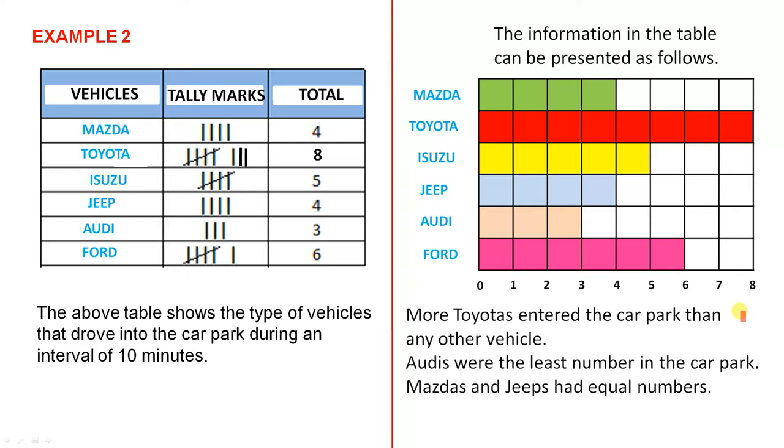So let's look at some information we can glean from this. More Toyotas entered the car park than any other vehicle, because that's the longest there, see? That goes right to the end. Audis were the least number in the car park, that's the shortest. Mazdas and Jeeps had equal numbers. So if we look at the Mazda there and the Jeep there, see they come across exactly the same distance.